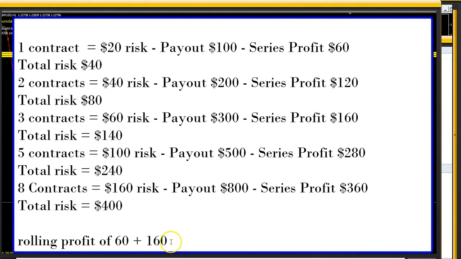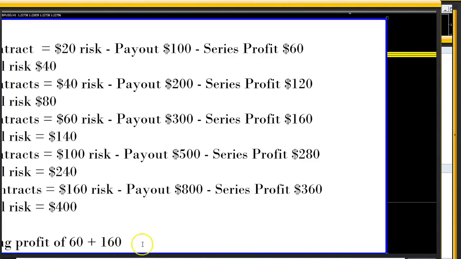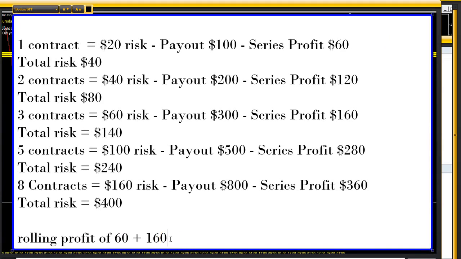If these were the only 2 trades that we took, what would be the overall profit of the past 4 days? It's going to be $220. Now, what is your maximum risk? Your maximum risk before you start the whole thing over is $400.